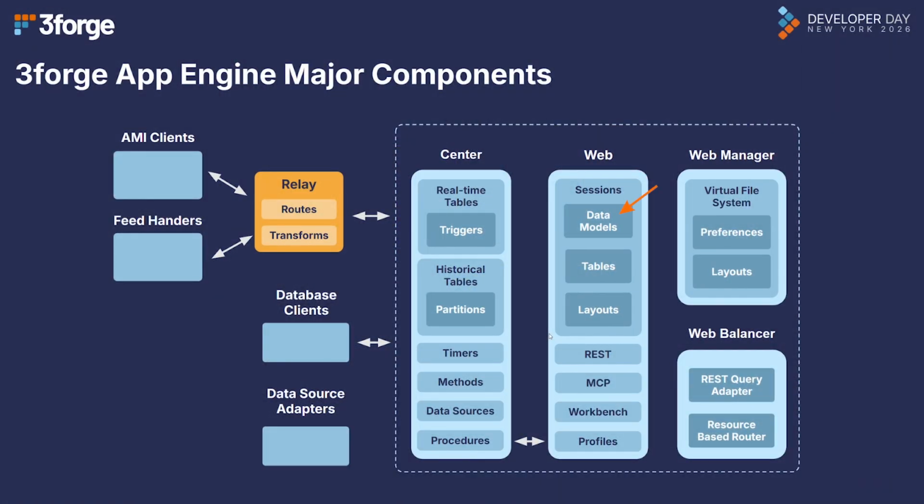So data models are effectively a way of doing request response data. They use data sources and let you interact with external databases. Tables are also a concept here that could either be copies of data that have been queried out of real-time tables or historical tables, or even things that come out of data sources. They're just cached versions of data. And then you have layouts, which represent basically the configuration of the screen. Layouts can do things like tabs, tables, charts, HTML forms, you name it.